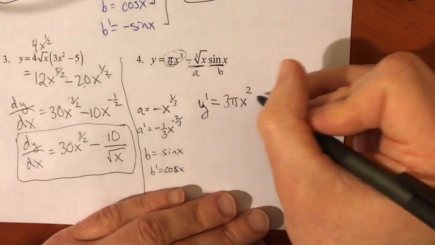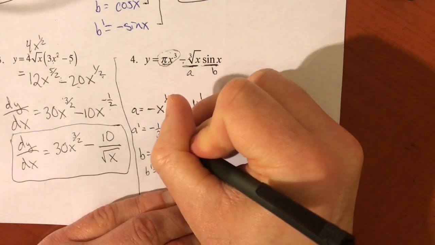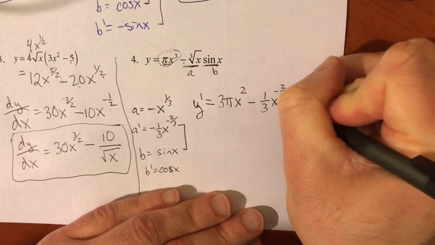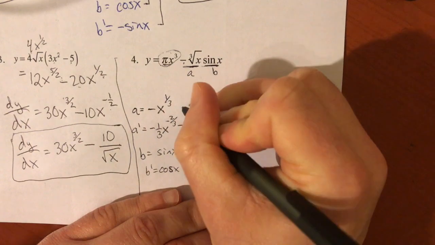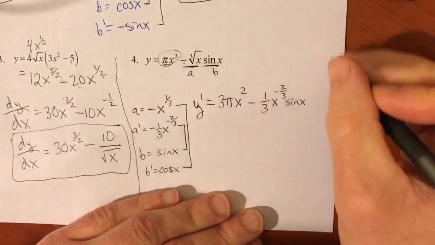So now for this portion of it, the product rule: product of these inners, which would be negative 1/3 x to the negative 2/3 times sine of x, plus the product of these outers. And again, that's going to be plus this negative.